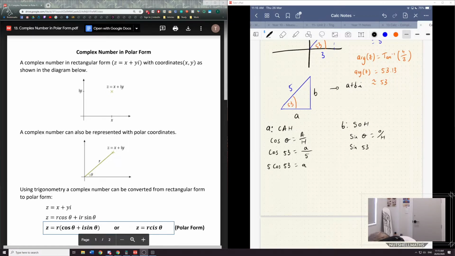Sine 53 is O, in this case is B. And h again is also 5. Which means 5 sine 53 is B. Are we happy with what I've done here?